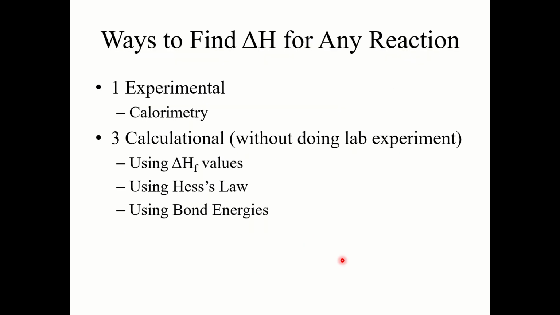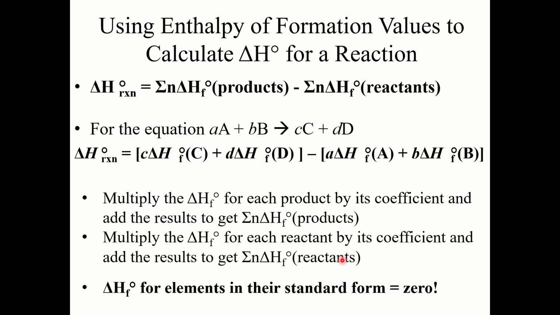Okay, so there are multiple different ways to find the delta H for any reaction. The first is experimental calorimetry. That's what we looked at in section 9.2. There are 3 calculational ways. First, using the delta HF values that we were just talking about, and I'm going to show you how to do that in just a minute here. The second is Hess's law, which we're going to cover at the end of this section. And the third is using bond energies, which we will cover in the next section.